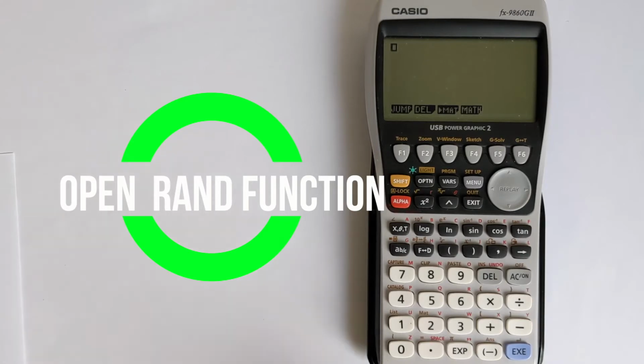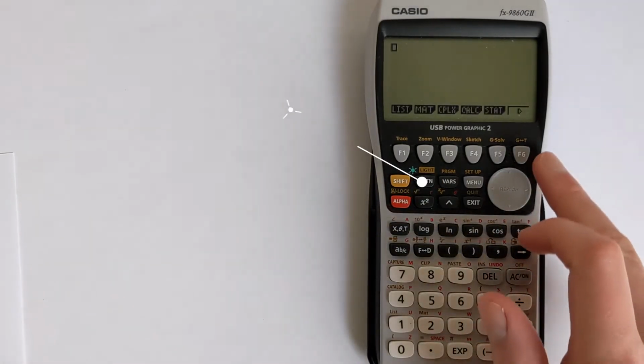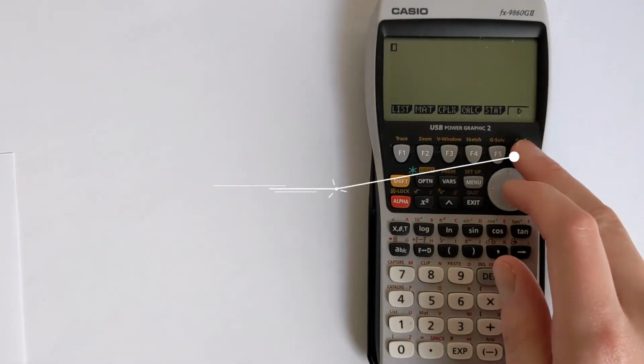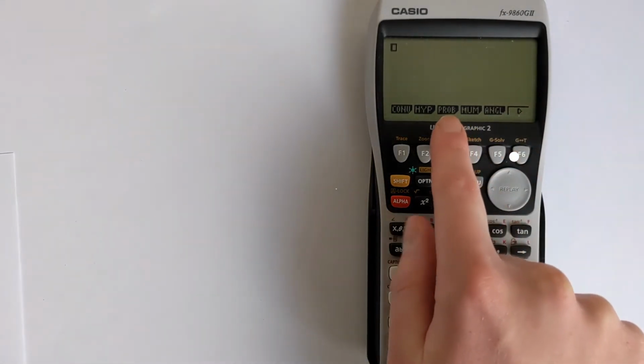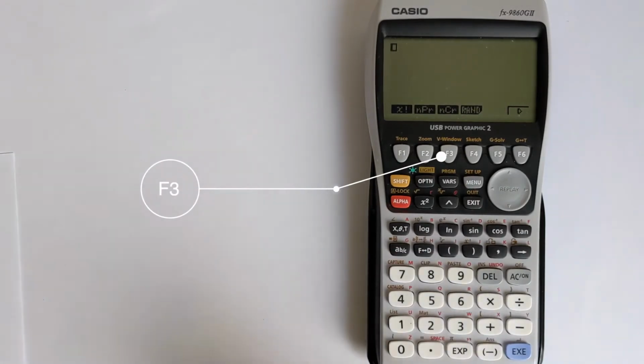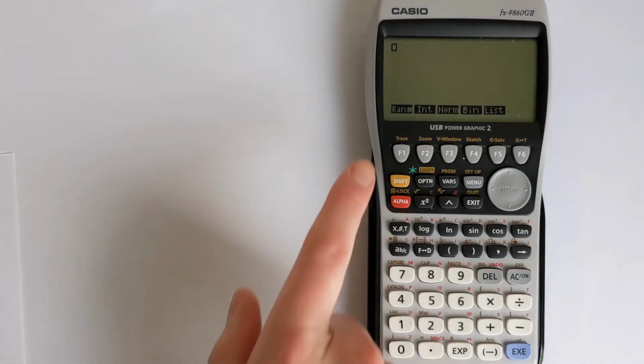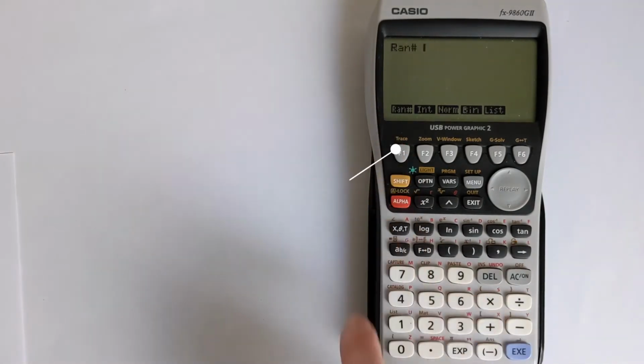And you do that by first pressing Option. And then this brings up various options. We want to press F6 to use this arrow to go next. And we're looking for Prob here under F3. So we press that and then we can access Rand, which gives you various options for different random number generators. So the first one is Ran Number, so you can press that.